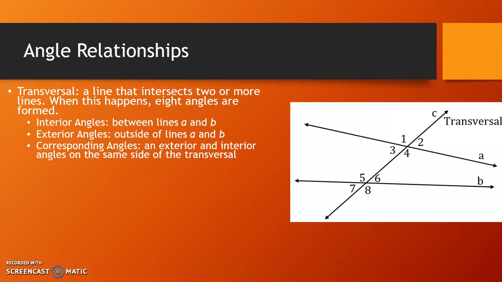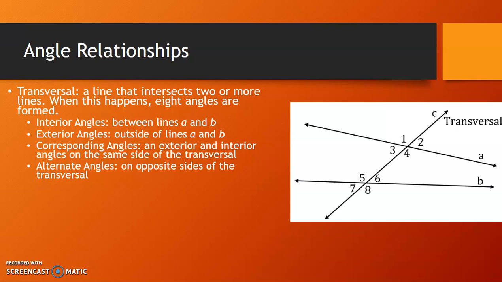Both of those are on the left side of that transversal line, and 1 is on the outside, 5 is on the inside, 7 is on the outside, 3 is on the inside. So on the other side of the transversal, on the right side, your corresponding angles would be 2, 6, 4, and 8.